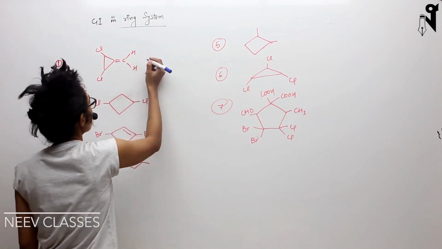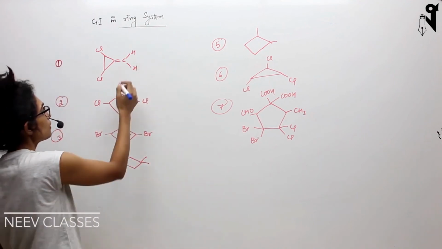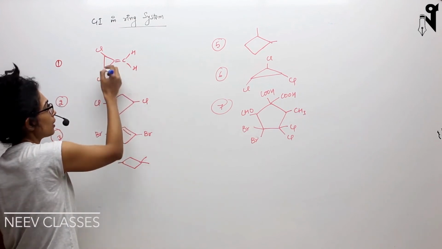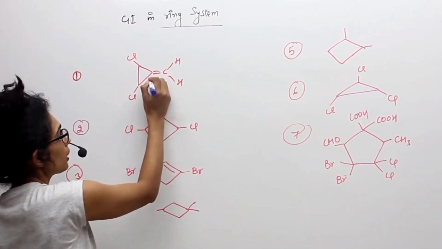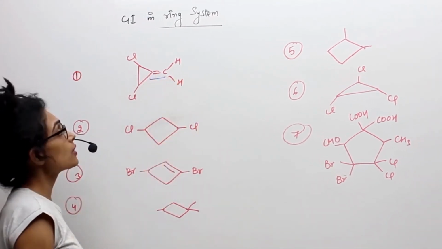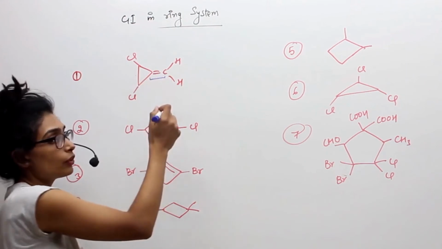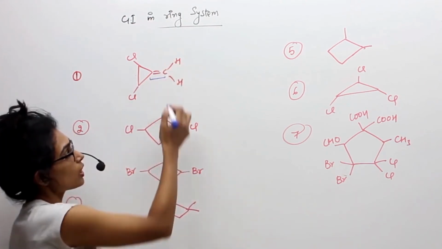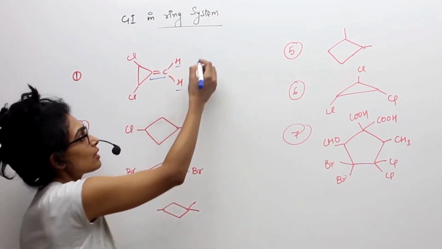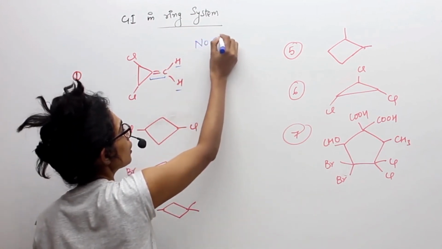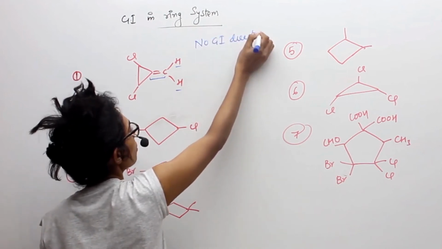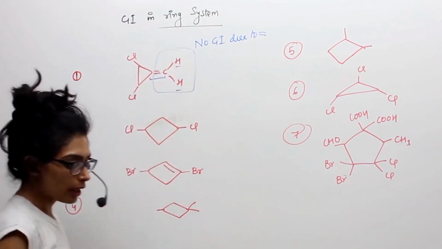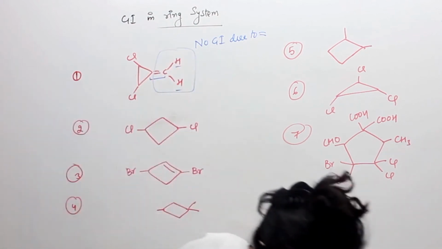Let's talk about the first compound. First of all, there are 2 things in this molecule: one is a carbon double bond carbon and another is the ring system. For the double bond, we generally check whether the open chain carbon has 2 different groups or not. There are no 2 different groups on this carbon, so hence no GI due to double bond. So this part of the molecule cannot show GI. Now we will see whether the ring individually can show GI or not.